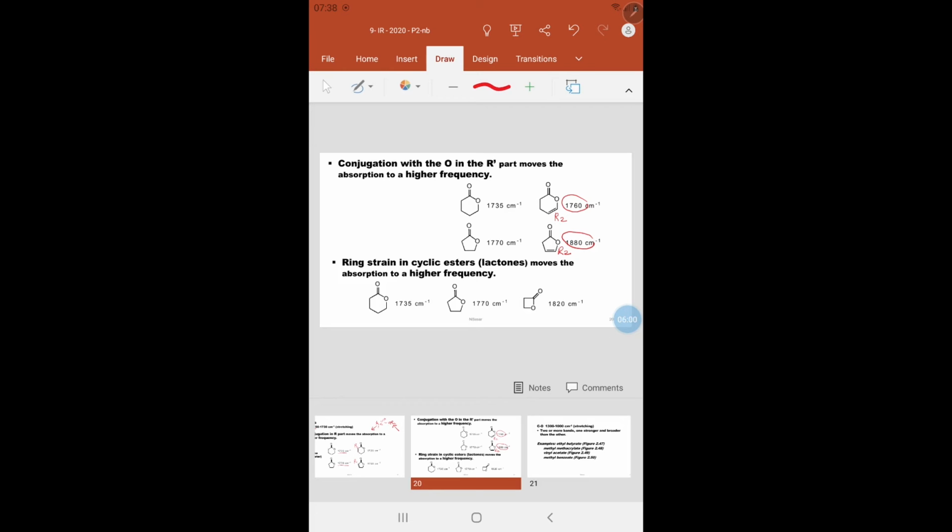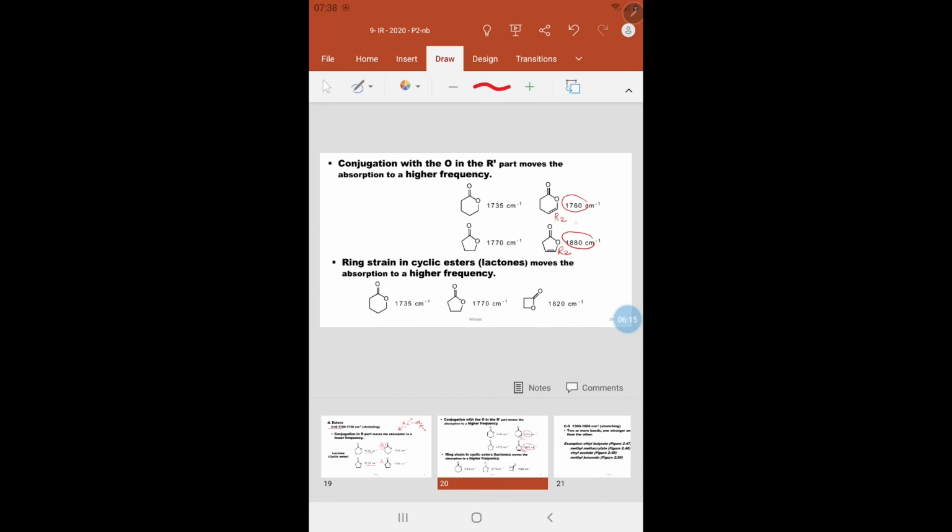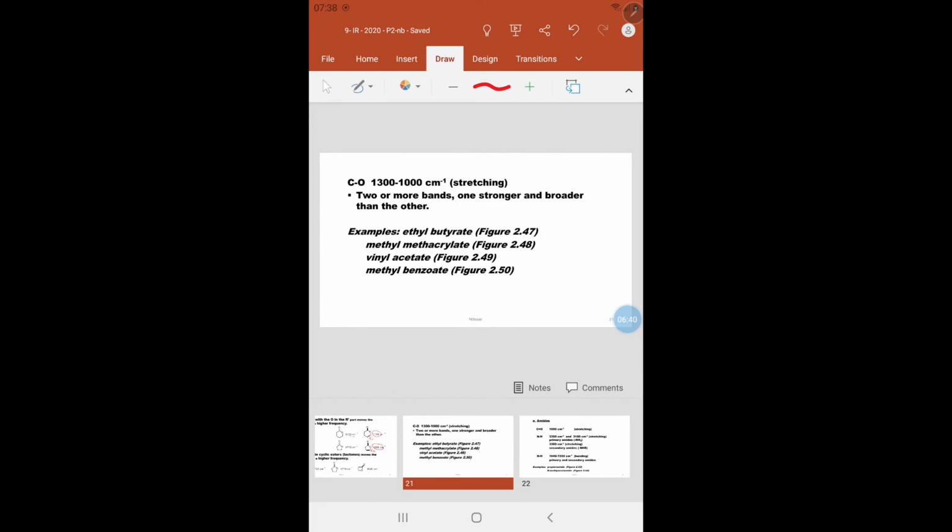So what we can conclude here is that ring strain moves the absorption to a higher frequency. Conjugation from the R1 part moves the frequency lower than the normal range. But conjugation from the R2 part moves the frequency higher than the normal range. So it's quite special for ester. Whether the C double bond O is lower or higher than the normal range depends on the structure of the molecule. Another thing you need to check is the CO.